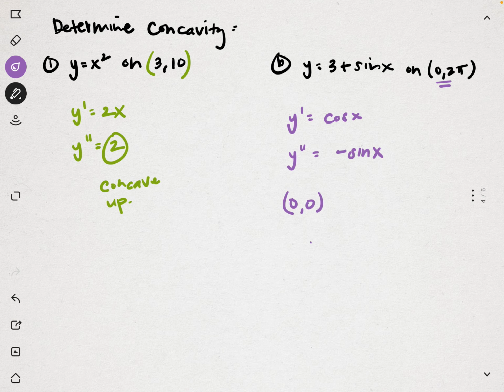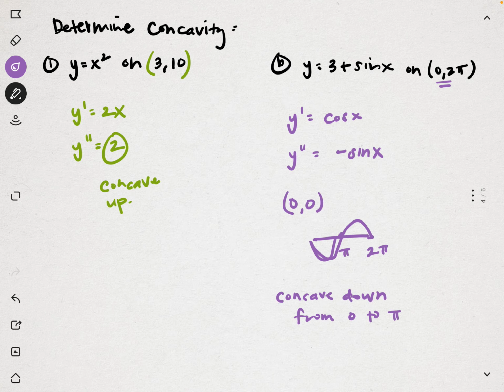Let's draw it out. Maybe that'll make it better. Okay, so this looks like our negative sign, right? Okay, so we know this is at pi and this is at 2 pi. So we start at 0, 0. It's negative all in here. So then what we're going to say is that it's going to be concave down from 0 to pi, right? So that's this whole section in there.